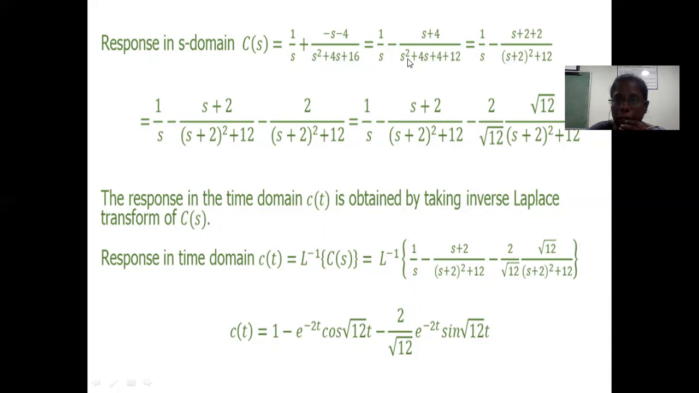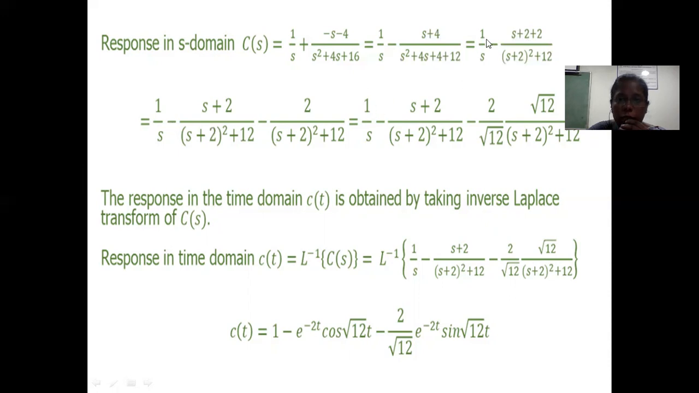It is a square, a plus b the whole square, a square plus 2ab plus b square form. So you can write it as a plus b the whole square form. Therefore, s plus 2 the whole square plus the remaining: out of 16, 4 has gone there, so the remaining is 12. Similarly, in the numerator, this 4 you can split as 2 plus 2, right?